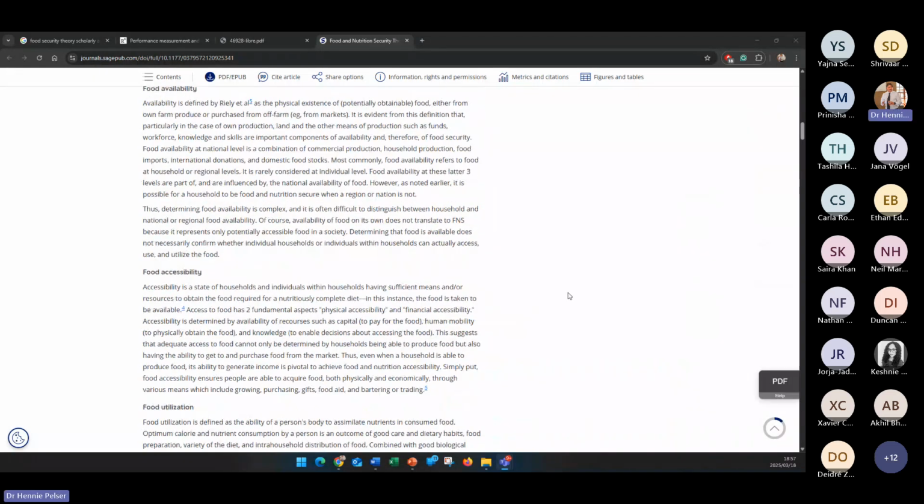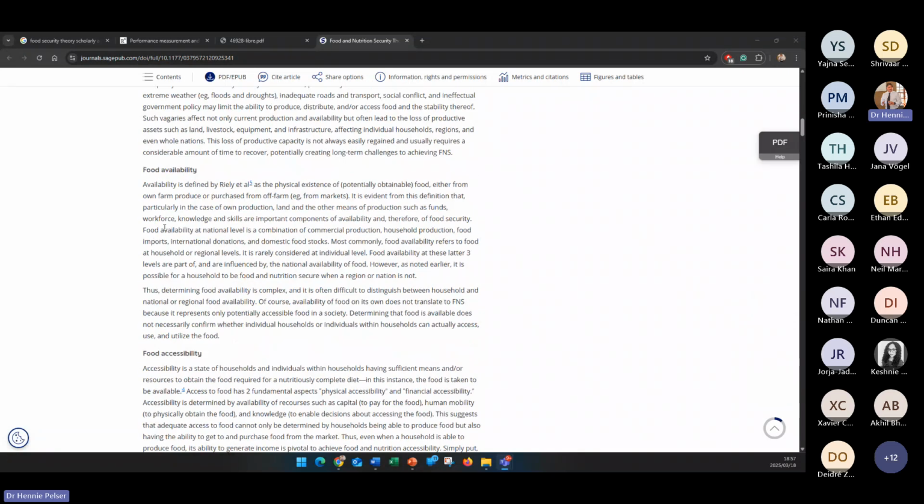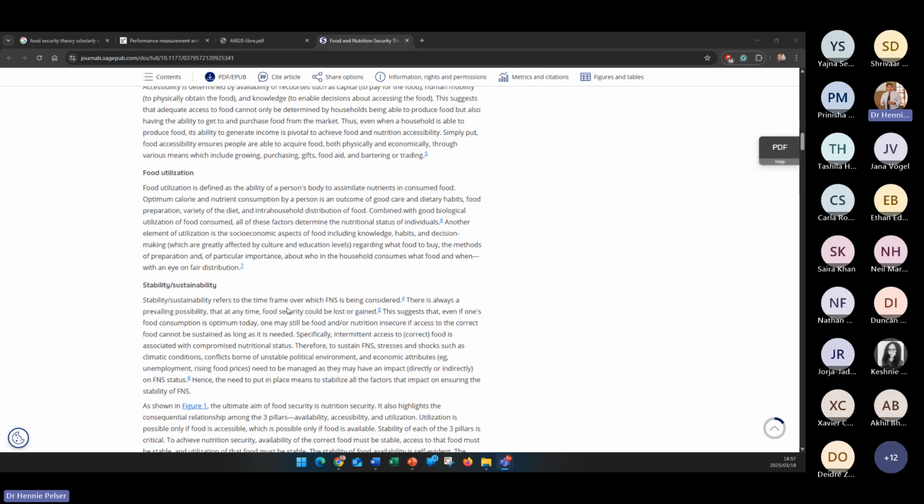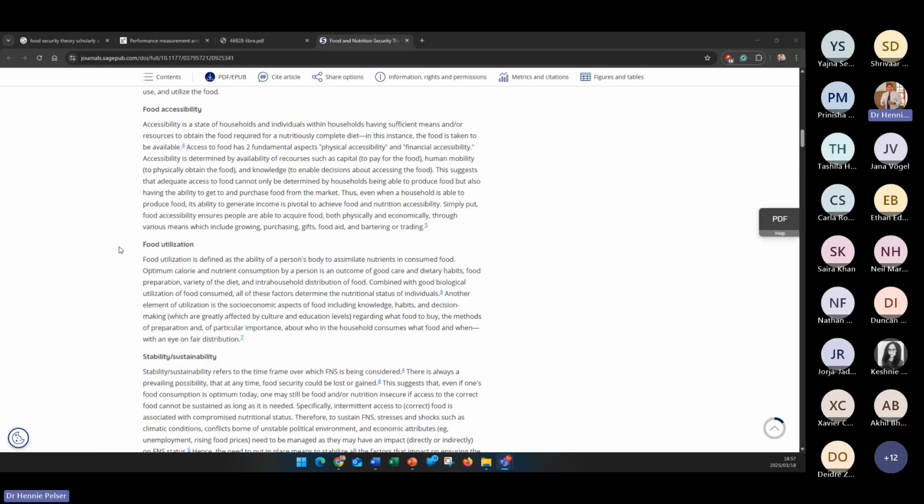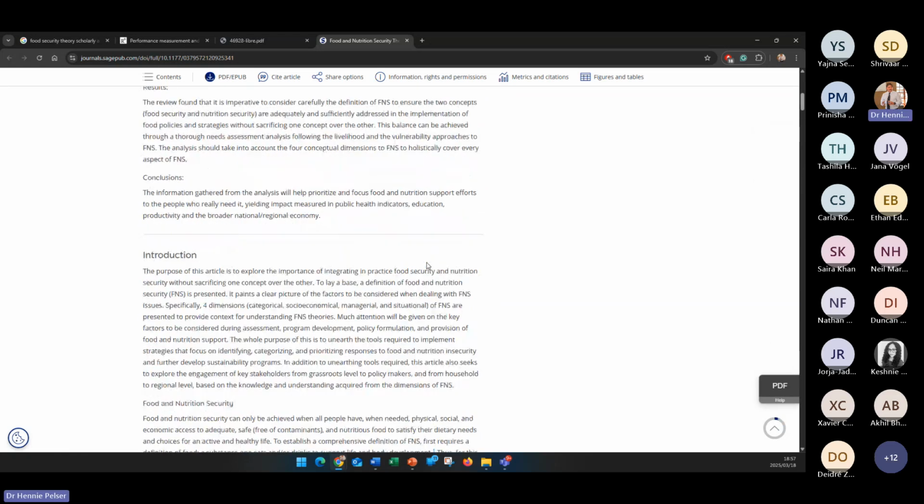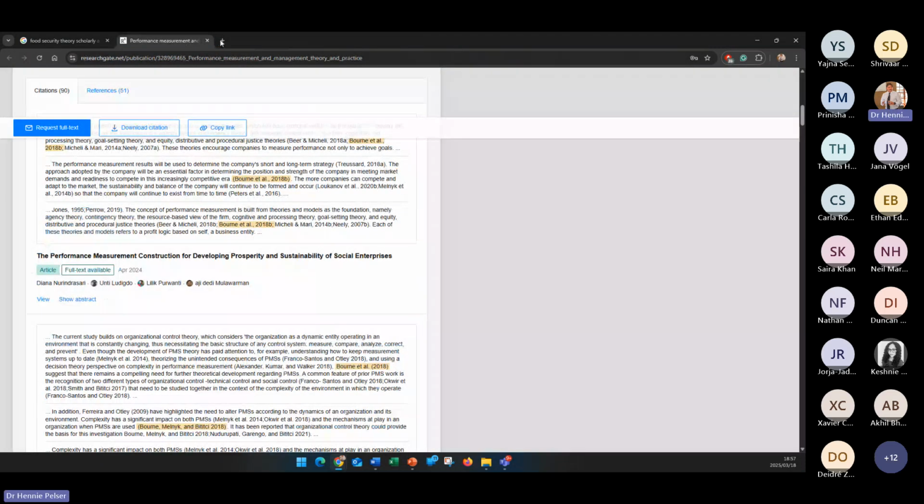And you can also see here, guys, what a lovely example of themes. Food availability, food accessibility. You can just steal these for now. Stability. I mean, those are wonderful themes. It's quite a nice document. Just verify that this is a theory, but I'm sure this is a theory. Okay. Yeah, that's cool. Very cool.